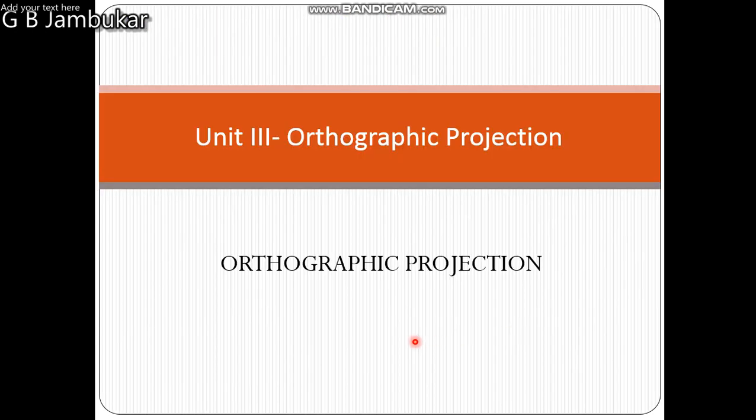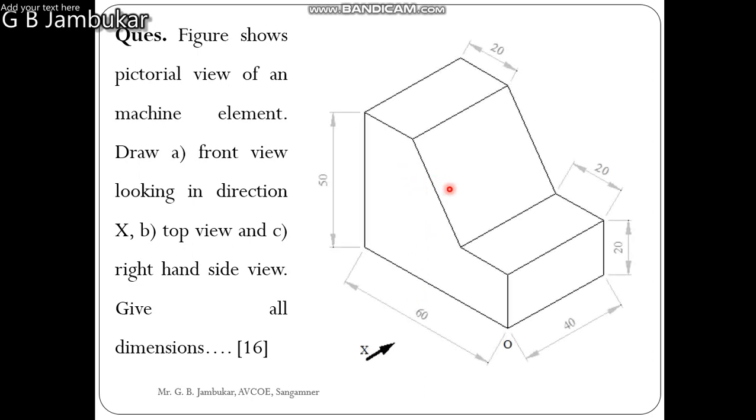Okay, now we start with a simple object to learn how to draw the orthographic projection. The problem statement: the figure shows a pictorial view of a machine element. Draw the front view looking in direction X, top view and right hand side view. Give all dimensions. The weightage for this question is 16 marks as per the question paper pattern given by the University of Pune. So this is a simple object.